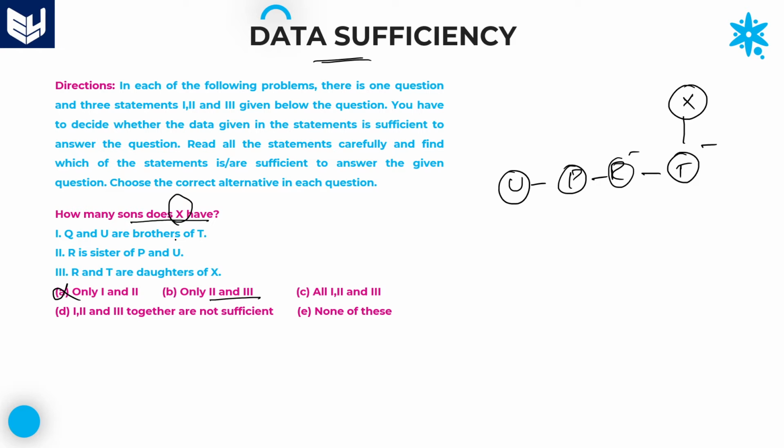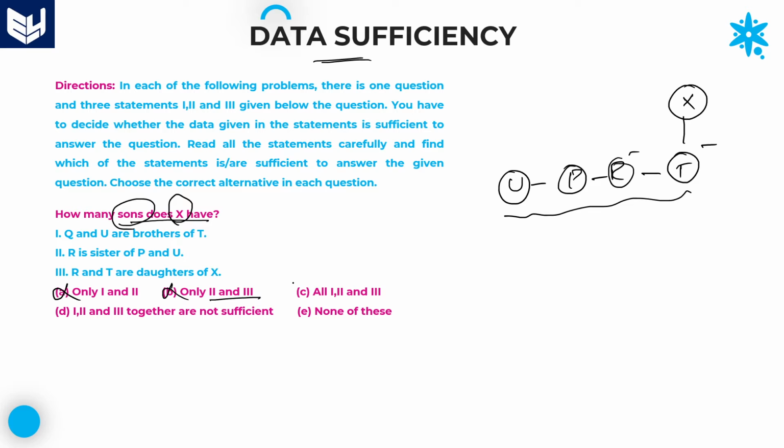So, if you combine the second and third statements, how many sons does X have? Here we don't know whether these four members are siblings by combining 2 and 3. We know that R and T both are daughters of X, but we don't know whether P and U are children of X. We don't know the gender of P and U. So you cannot say exactly how many sons X has. So option B is also eliminated.